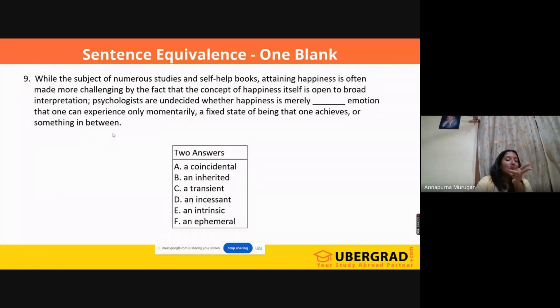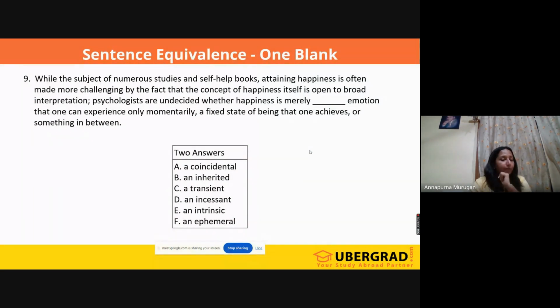They are saying it is complex, but now the psychologists are also undecided whether happiness is merely a dash emotion that can come momentarily. That means what? From this we come to know, tell me the answer. Temporary. So it is merely temporary, short-lived. Okay. So therefore, the words are transient and ephemeral. Transient and ephemeral means what?